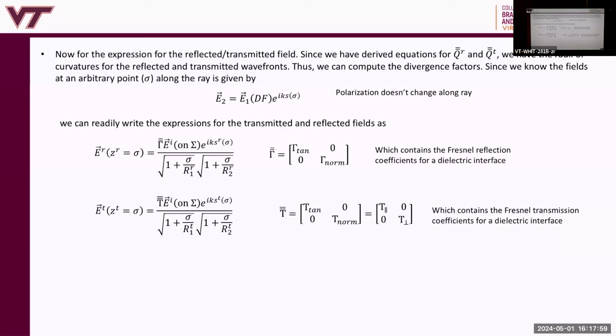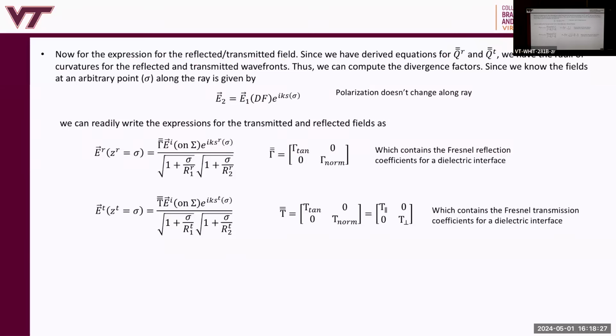So now we can write an expression for the reflected and transmitted fields, right? Since we have derived equations for the reflected Q matrix and the transmitted Q matrix, we have the radii of curvatures for the reflected and transmitted wave fronts. Thus, we can compute the divergence factors, theoretically, right? The eigenvalues of these Q matrices, or they're related to the eigenvalues.